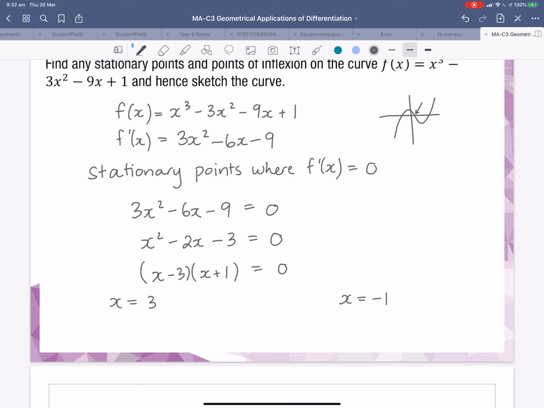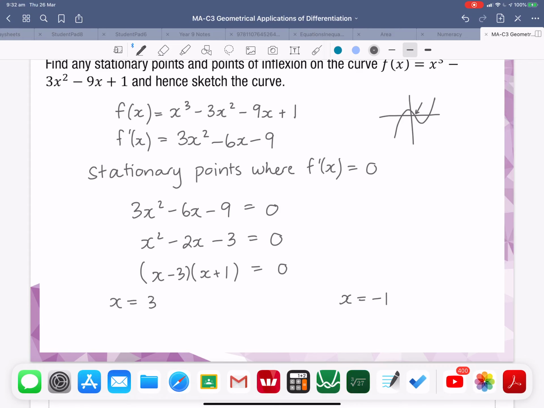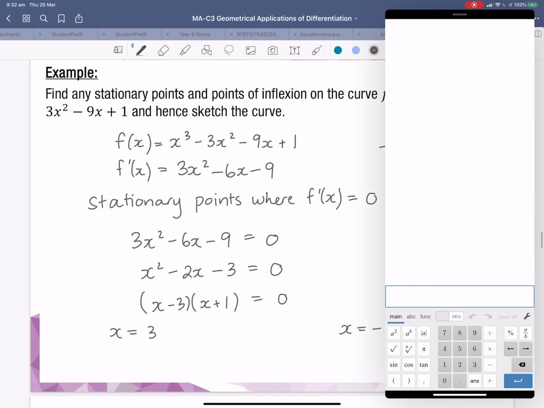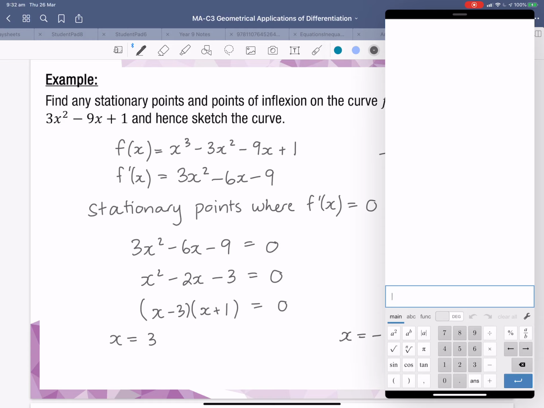So the next step is to find the y values by substituting those x values back into the original function. Now I'm going to use my Desmos calculator, and what I'm going to do, because later on I want to be substituting some values in, I'm going to set up a little program. So Hamish, you can do this on your Casio. If you've got a Sharp 532, you can do it.